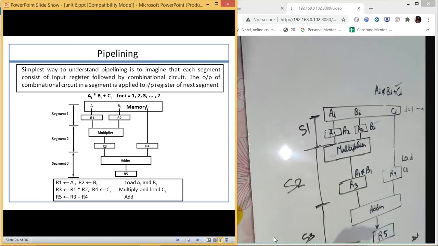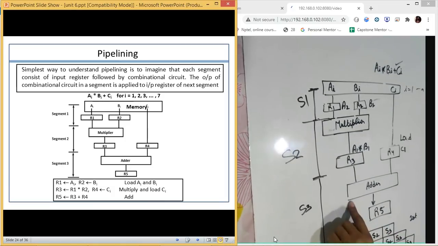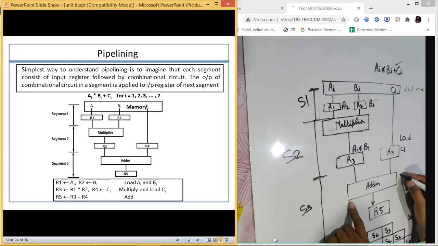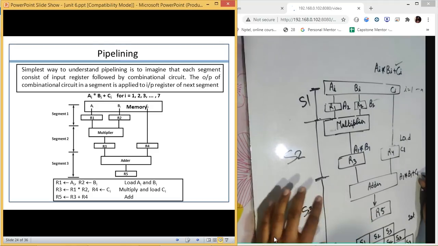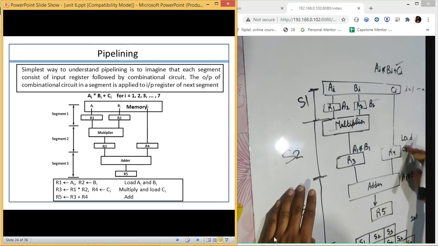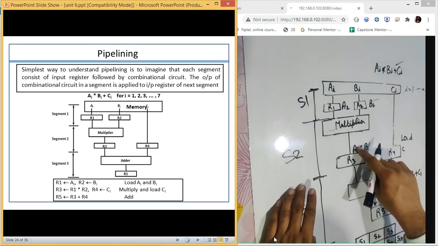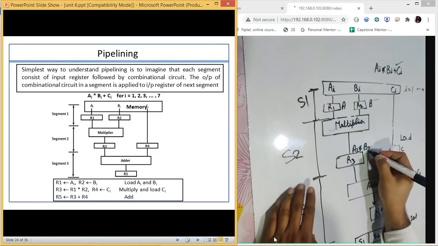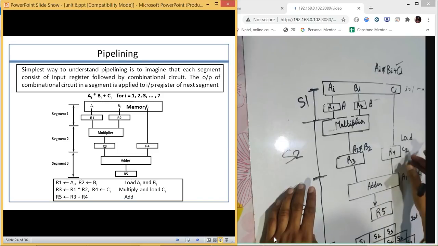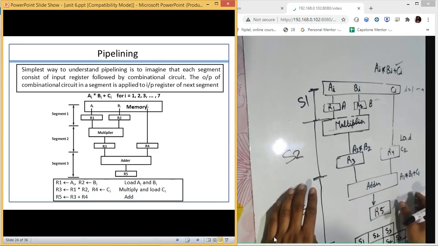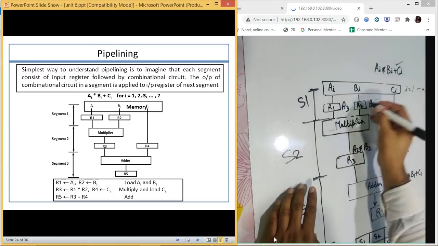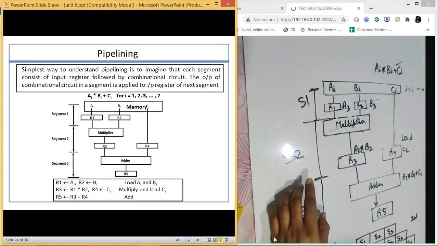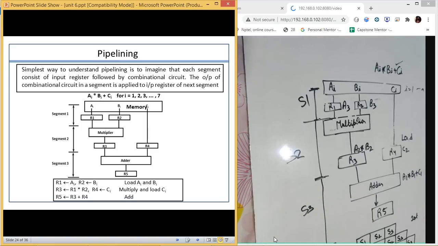When it enters the third stage, in the adder, what will be performed? A1 into b1 plus c1. This task will be performed in stage 3. At that time, when it is in this stage, these two values will be multiplied. In this place it will be a2, b2 and c2. So this will be executed when this is getting added. At that time this will be a3, b3. So this is how it works in these segments.